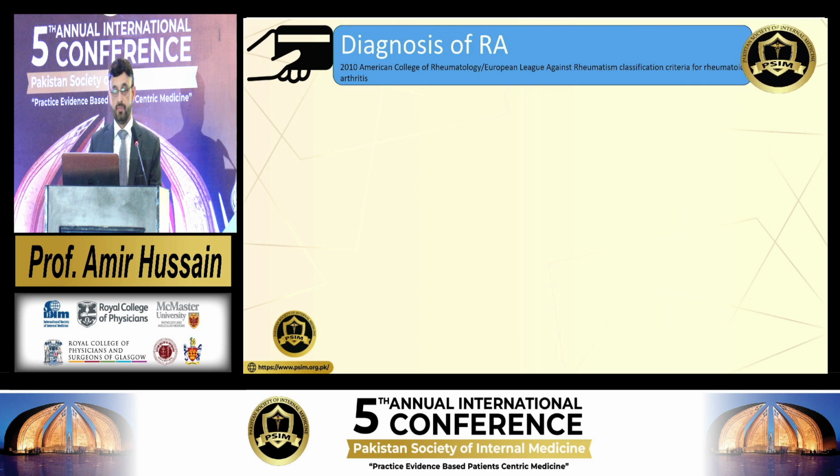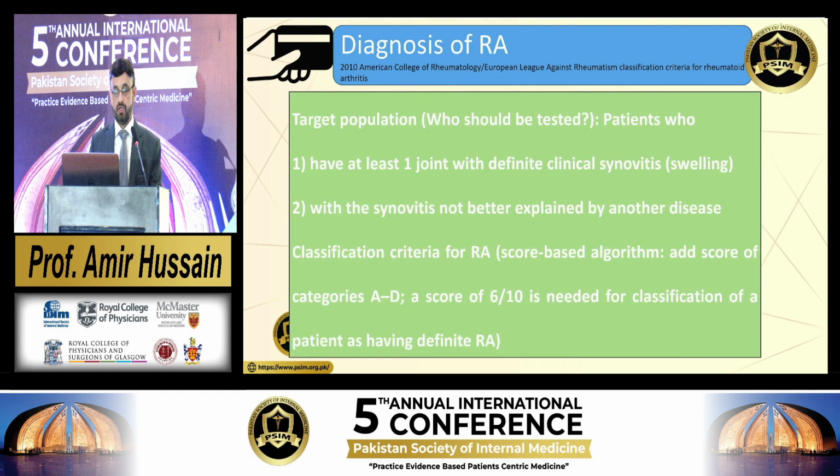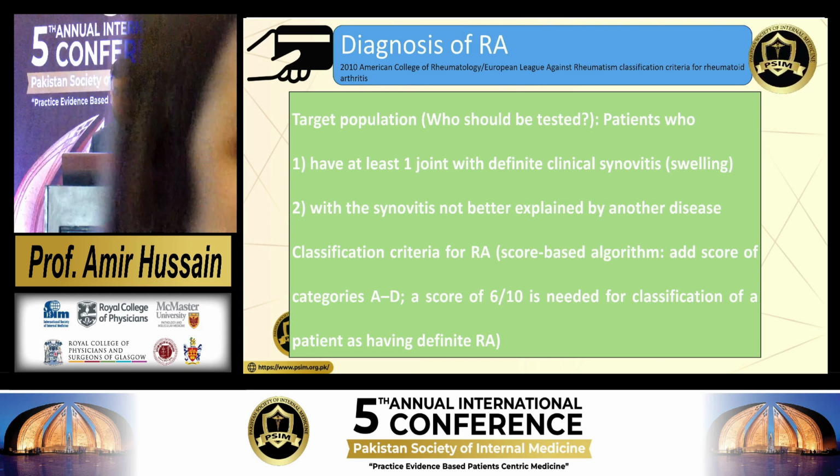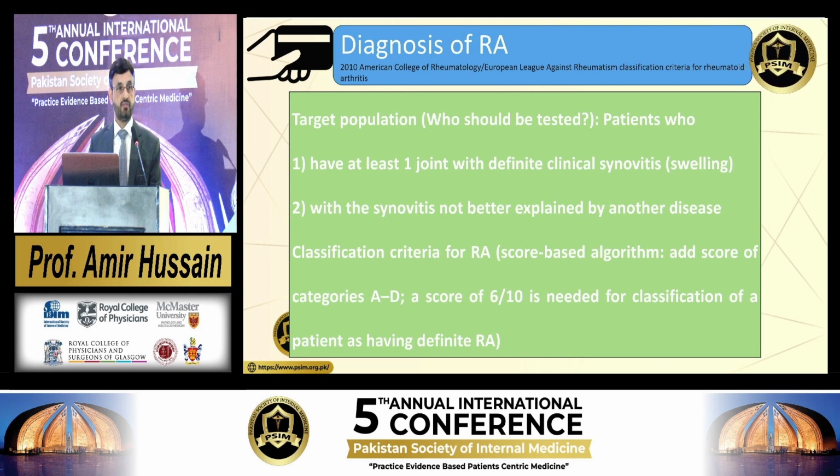Now, the diagnosis of rheumatoid arthritis is done according to the guidelines given by the American College of Rheumatology and EULAR. The target population which needs to be tested is those who present with involvement of at least a single joint with clinical synovitis which is not explained by any other disease. The classification criteria of rheumatoid arthritis are basically a score-based algorithm, and scoring is done in different categories. If the score is 6 or more, then there is a definitive diagnosis of rheumatoid arthritis.